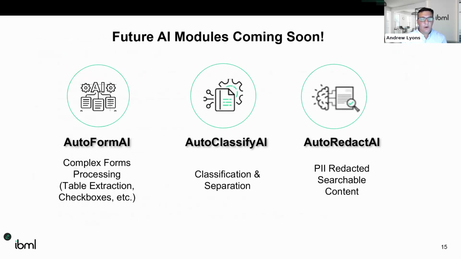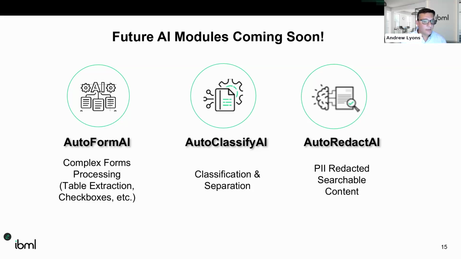So one thing that we want to talk about is what's coming soon. We have 3 new modules that we are really interested in getting our customers' feedback on: complex forms that include table extraction and checkbox recognition, and maybe classification and separation. We already have a number of classification tools that we offer today, but if you want to do some unstructured, advanced classification, we want to be able to offer that to you as well. So this is coming soon. And then the AutoIndexAI, which is redaction of PI data for searchable PDF. These 3 products, we're looking for use cases.